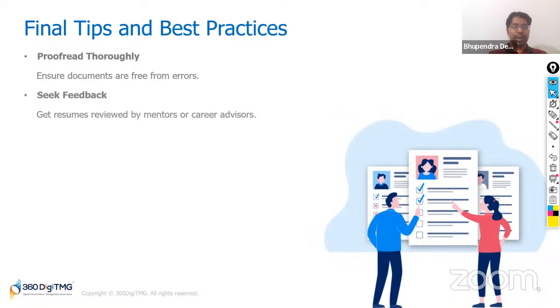We need to send feedback. Of course, if you need to seek feedback, send feedback to someone who has helped you and seek feedback from others. Get your resume reviewed by mentors, career advisors or your seniors. They will really help you in that.